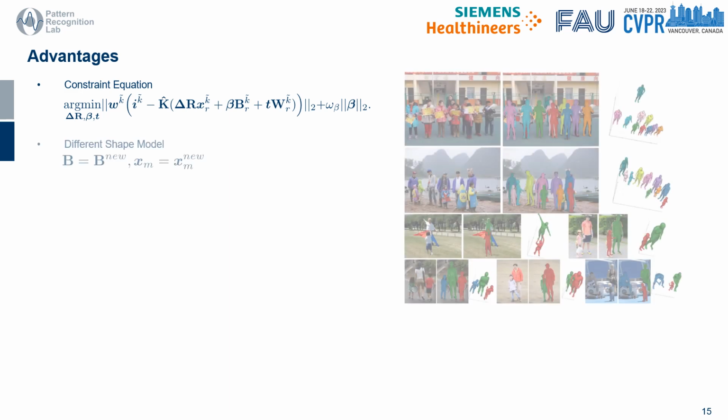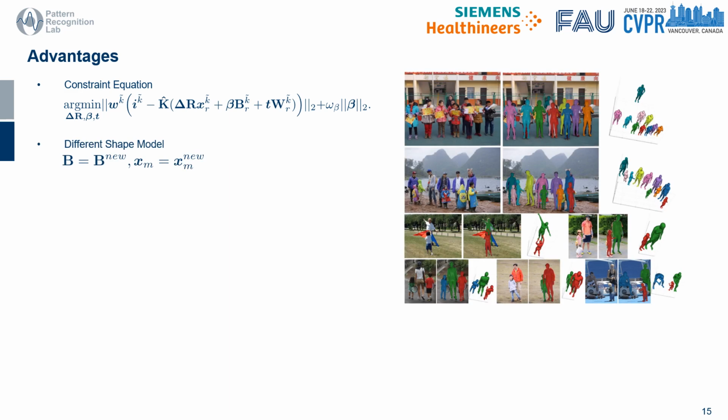Our constraint equation is designed to be expandable, allowing for the addition of multiple new constraints. As an example, we can switch from using the neutral SMPL model to the KID SMIL model for shape representation without the need for retraining. This versatility is demonstrated by applying the same model to children. However, it should be noted that the positioning of children can be somewhat ambiguous.